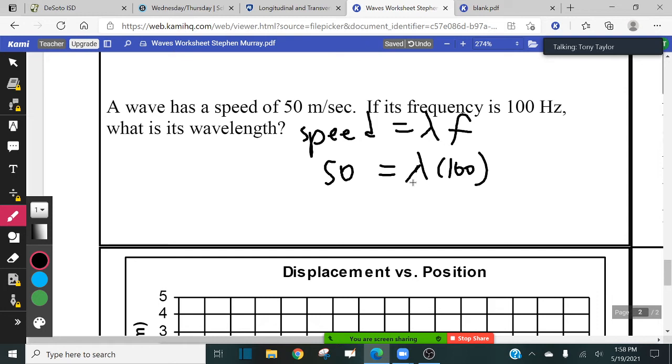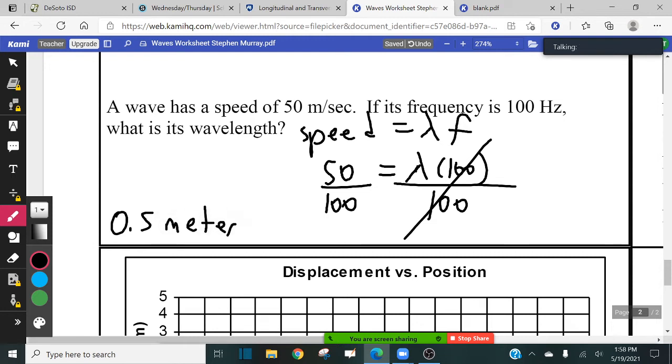We've got to get lambda by itself because lambda represents the wavelength. Now to do that, we're just going to divide this side of the equation by 100. Whatever I do to one side, I have to do to the other. So 50 divided by 100 gives me 0.5 meters. Of course, your units are meters because we're dealing with wavelength. Okay.